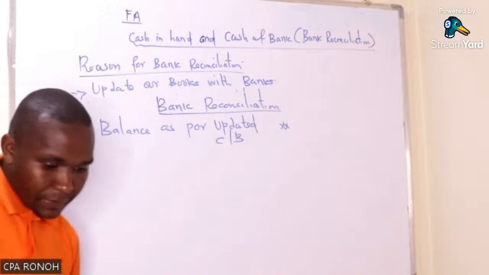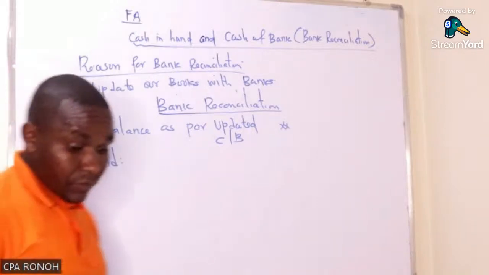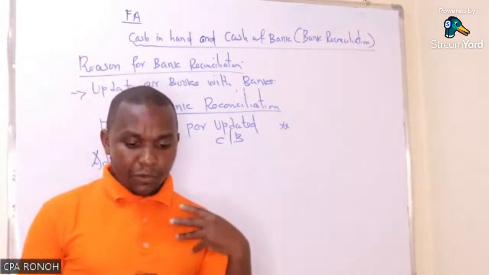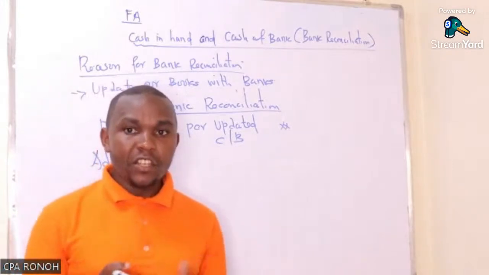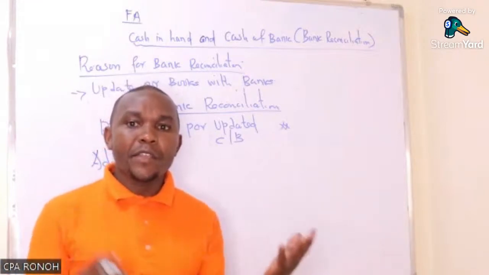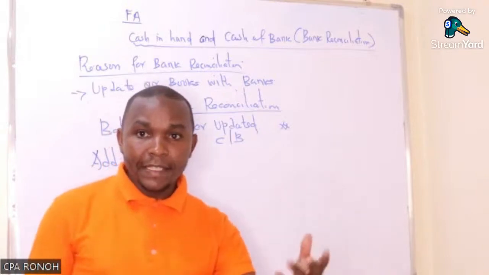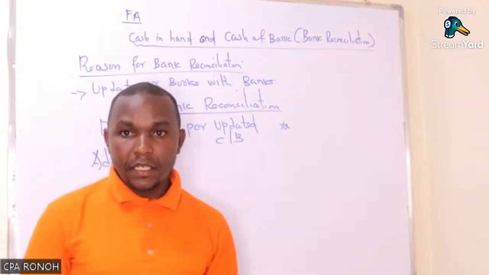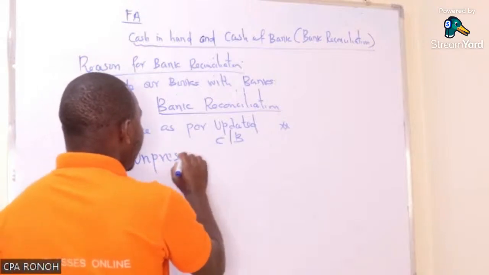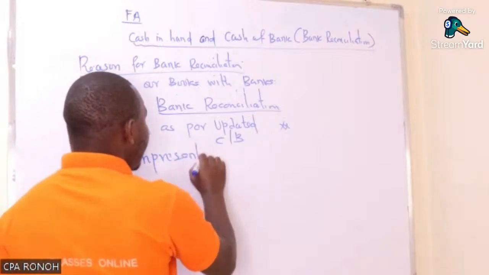We have to add back. You find that there are unpresented checks. There are checks which we have in our company, maybe in our cabinet where you keep the checks you receive, but we have not presented these checks to the bank, and you have already recorded them in your ledgers. So what we do is add back the unpresented checks.